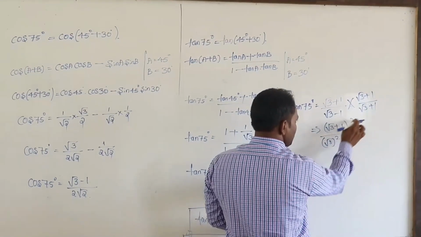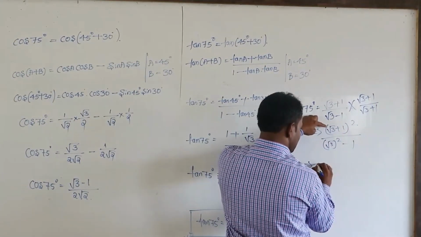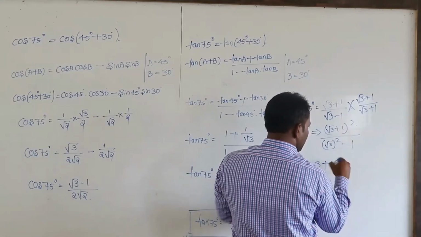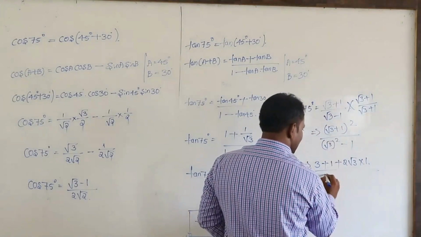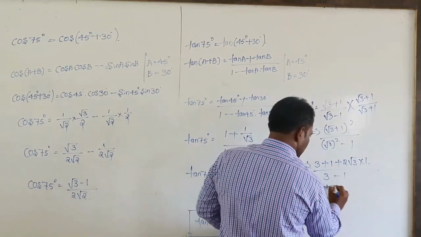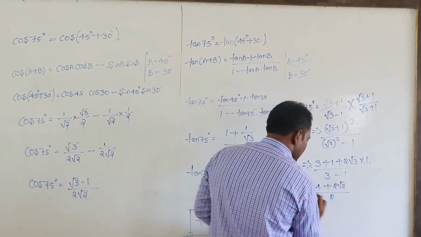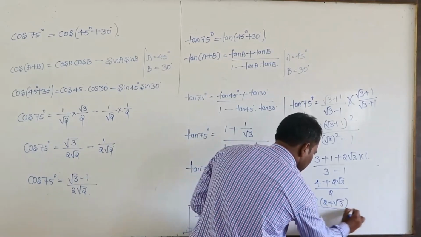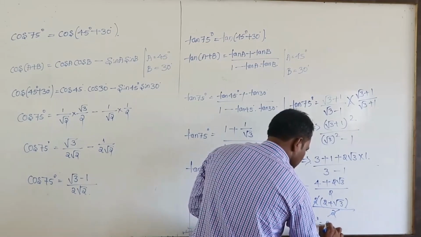Here a plus b whole square means a square plus b square plus 2ab. Root 3 square means 3, plus b square value is 1, plus 2 into a, root 3, into b, value 1, and the denominator is 3 minus 1. Here 3 plus 1 is 4 plus 2 root 3 divided by 3 minus 1 is 2. Here 2 is common, 2 into 2 plus root 3 divided by 2. Here 2 gets cancelled. So another formula for tan 75 degree is 2 plus root 3.